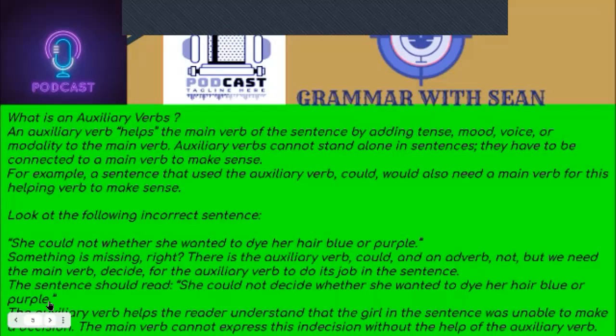Looking at the following incorrect sentence: "She could not whether she wanted to dye her hair blue or purple." Something is missing, right? There is the auxiliary verb could and an adverb not, but we need the main verb decide for the auxiliary verb to do its job in the sentence. The sentence should read, "She could not decide whether she wanted to dye her hair blue or purple." The auxiliary verbs help the reader understand that the girl in the sentence was unable to make a decision. The main verb cannot express this indecision without the help of the auxiliary verb.